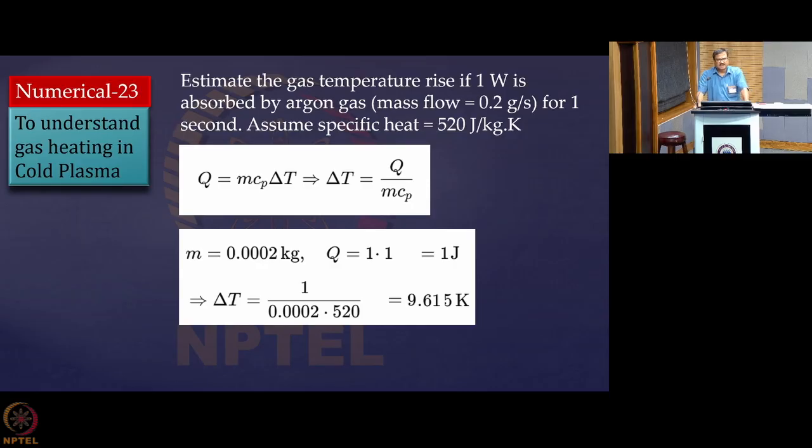Usually it is of the order of 1 watt when you are applying a cold plasma device for medical application. There, Q equals m Cp dT, that you have read in your school days. So the temperature rise is Q by m Cp, where Cp is the specific heat and m is the mass. Here the mass flow rate is given as 0.2 gram per second, so it is a flowing mass. Then Q is m Cp delta T, and it comes to around 1 joule.